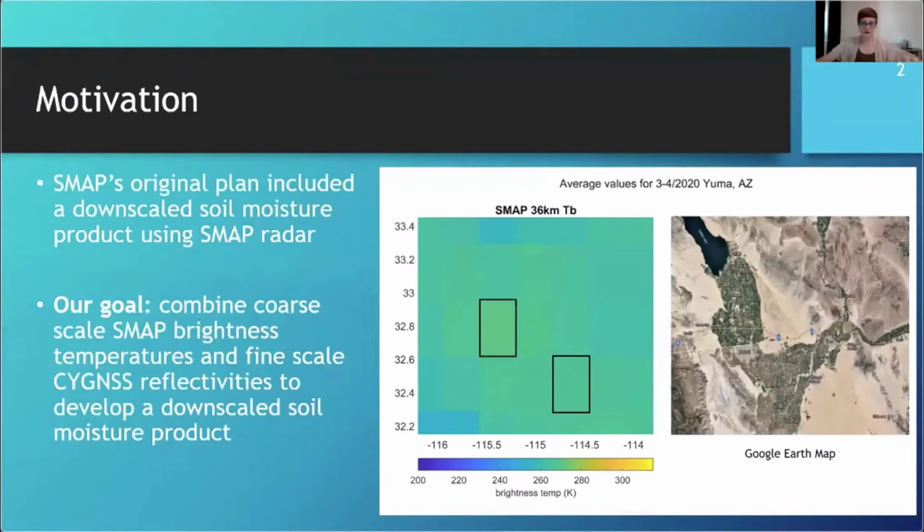On the left side of this figure, we can see SMAP 36-kilometer brightness temperature data near Yuma, Arizona, and the same geographical area is shown in the Google Earth image on the right. Here, the irrigated croplands with higher soil moisture content should have a lower brightness temperature than the surrounding desert. But at this coarse 36-kilometer scale, these landscape features aren't discernible. If we downscale SMAP to create a higher resolution product, then more landscape features should be visible in the data. So our goal is to combine coarse scale SMAP brightness temperatures and fine scale Cygnus reflectivities to develop a downscaled soil moisture product, hopefully a 3-kilometer product.